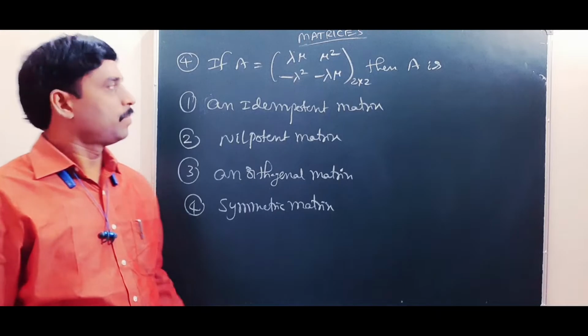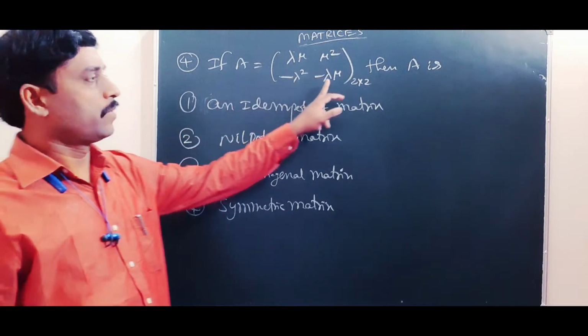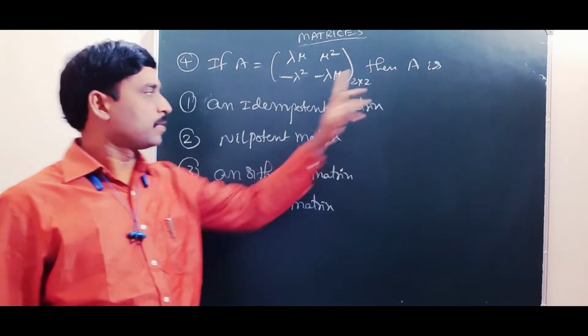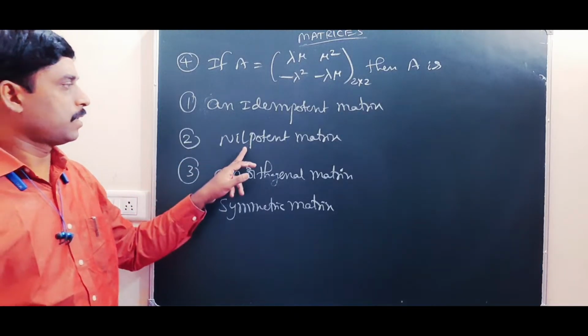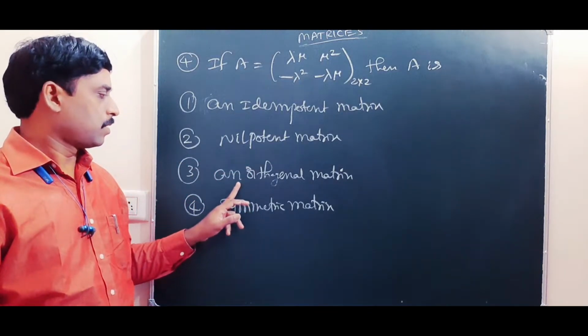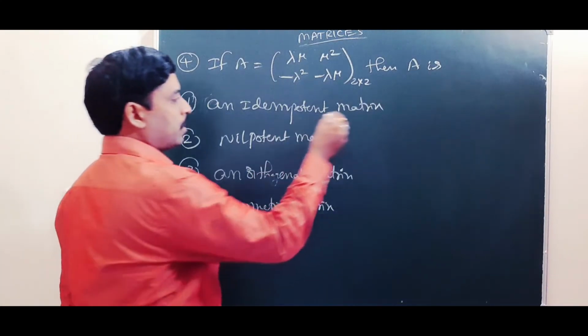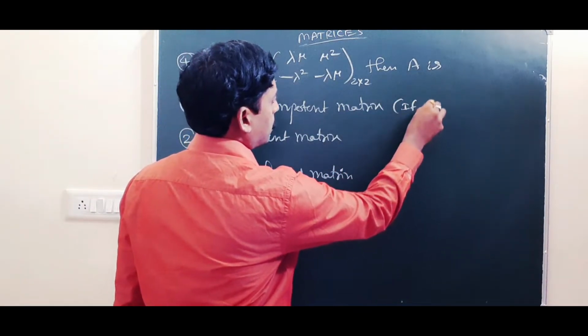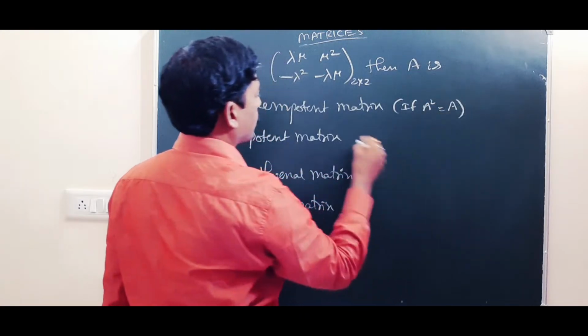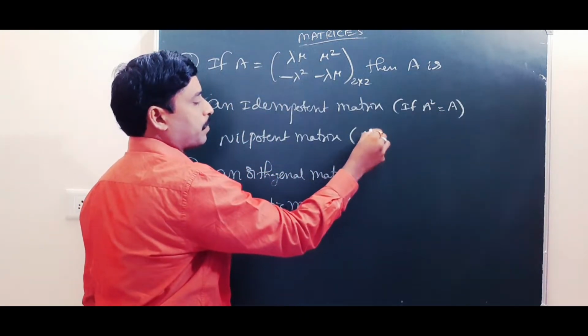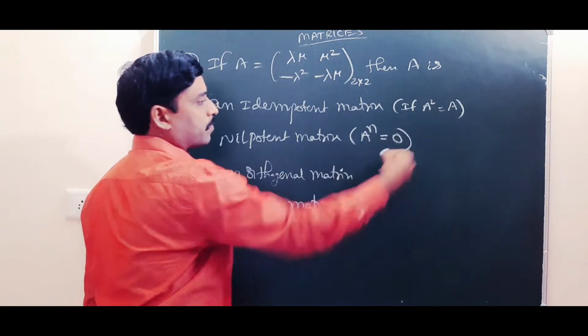Let us go to the next problem. Matrix A, 2 by 2, is given. The options are: first, idempotent matrix; second, nilpotent matrix; third, orthogonal matrix; fourth, symmetric matrix. What is an idempotent matrix? If A square is equal to A. What is a nilpotent matrix? If A power n is equal to O.